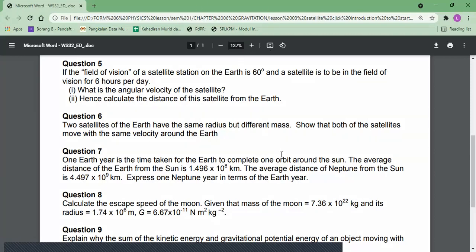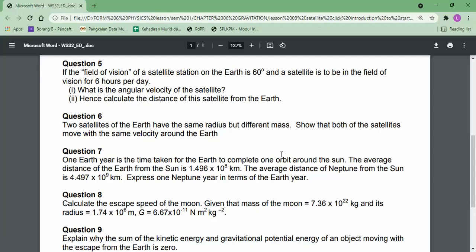Okay, the time is left with just 2 minutes, so I don't want to continue with this question. We need more time to solve it. So I stop here for today's lesson and we continue tomorrow. I want you all to try to solve questions number 5, 6, 7, 8, 9, and 10, and we discuss them in the next lesson. So that's all for today's lesson.